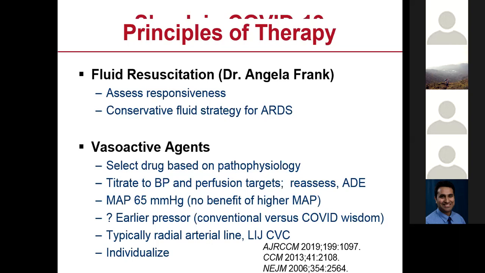Our recommendation is to use the left internal jugular vein if you can, as opposed to the right, just in case this patient ends up needing an ECMO cannulation, and you can save that right internal jugular access for ECMO if needed.